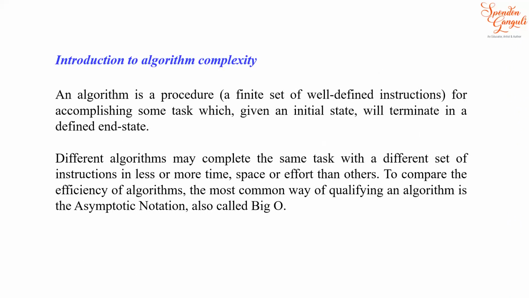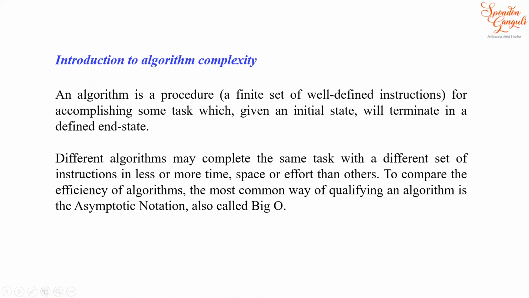So what is algorithm complexity? An algorithm is a procedure for accomplishing some task which, given an initial state, will terminate in a defined end state. Now, different algorithms may complete the same task with a different set of instructions in less or more time, space, or effort than others.